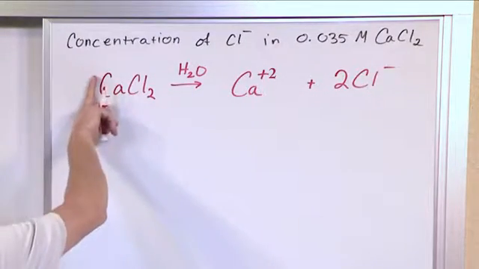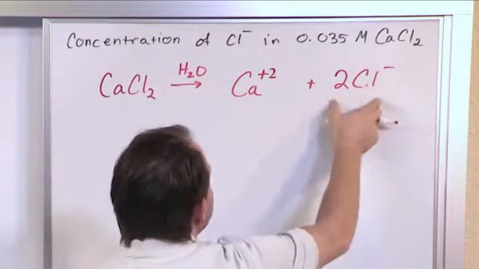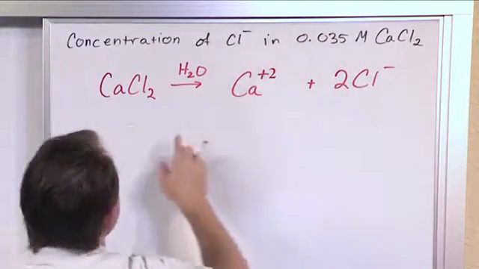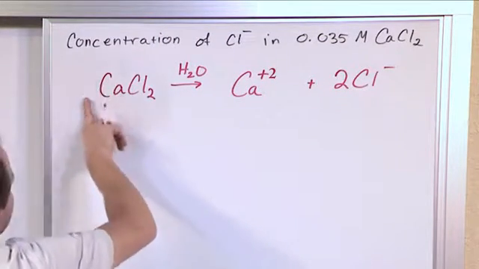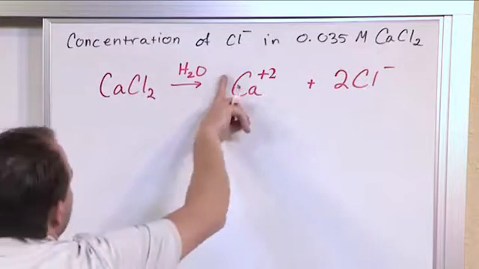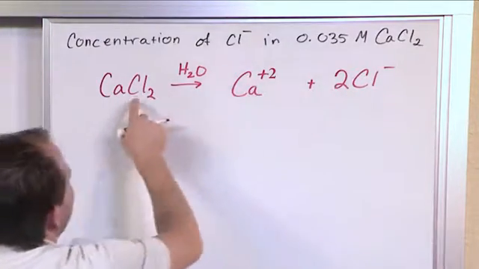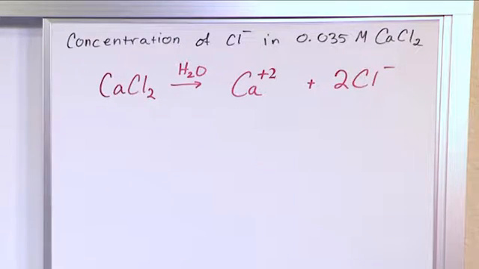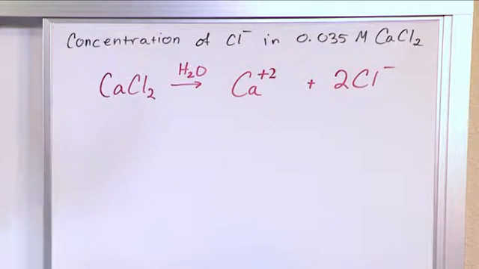For every 1 mole of this that goes in, we're going to get 1 mole of calcium and 2 moles of chlorine. The reason we get 2 moles of the chlorine ion is because we have 2 chlorine atoms tied up. So for every 1 unit of this that goes in, we should get 1 mole of calcium ions, and we should get 2 moles of the chlorine ions because we have 2 atoms here. So it all makes total sense. You just need to make sure that it's balanced because we're going to use these numbers in calculations.